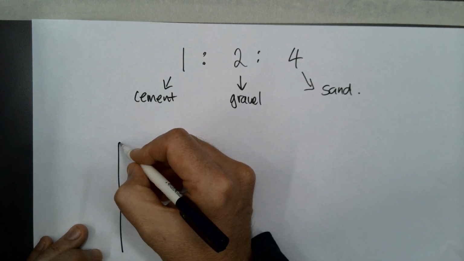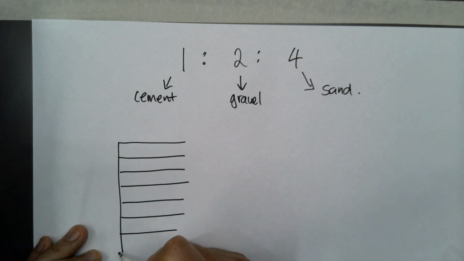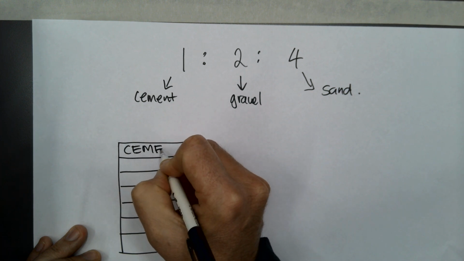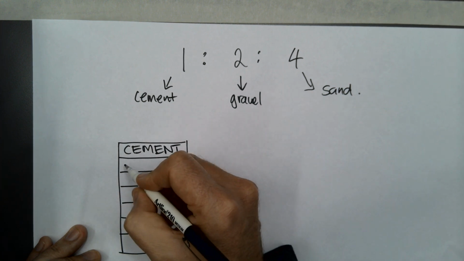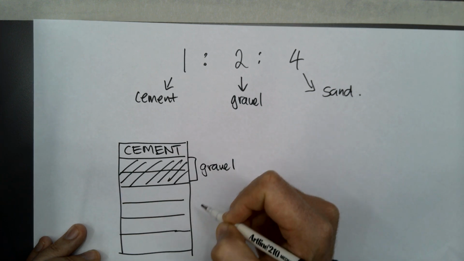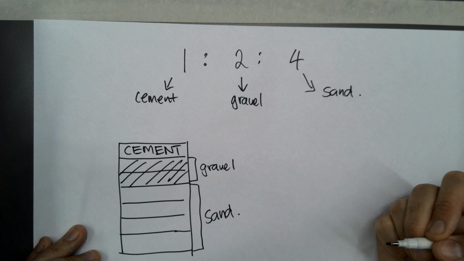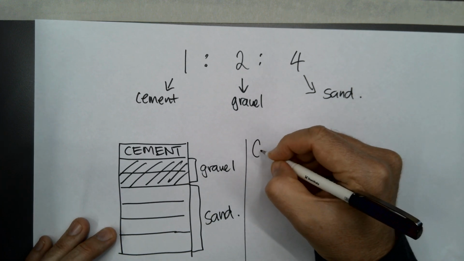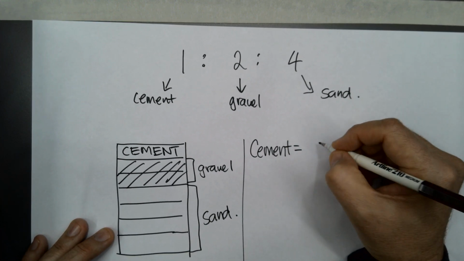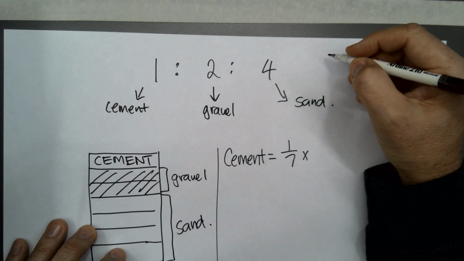So if I'm going to do that diagram thing, that's what I've kind of got there. So this bit here is the cement. I've got 7 parts. That there is the gravel. Okay, and that there is the sand. That's kind of how it's working. All right, so you need to, in your setting out, you need to actually say which bit you're looking at. The cement is 1/7 of, oh, hang on, how much do we need?